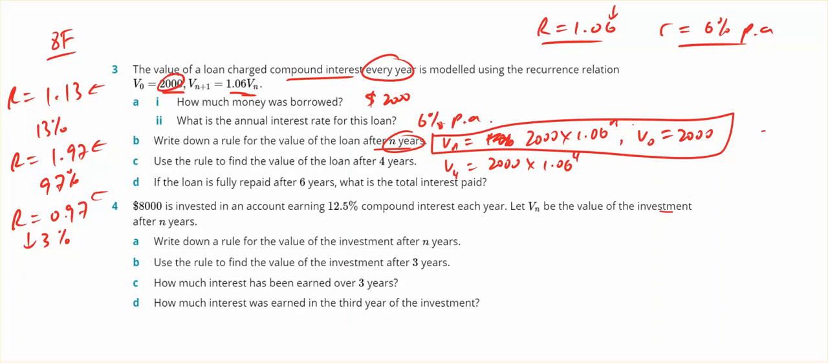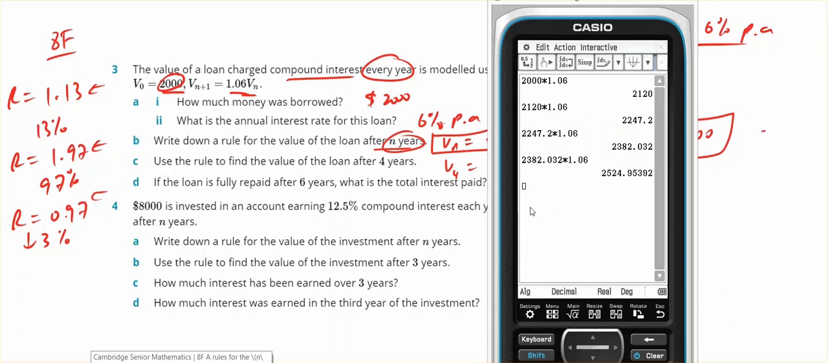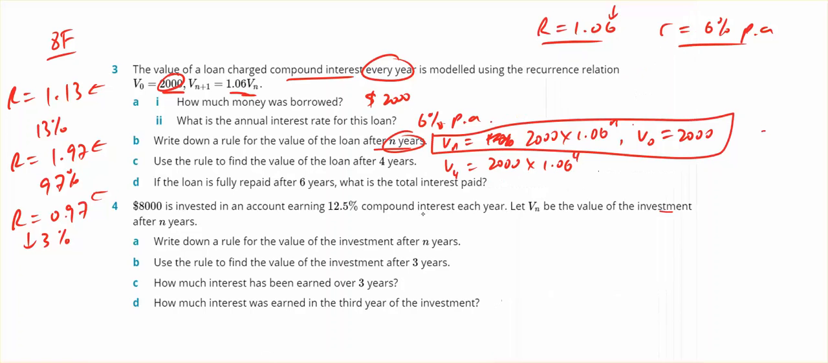So we go 2000 times 1.06 to the power 4. Okay, 2524.95. Make sure you have your dollar sign.